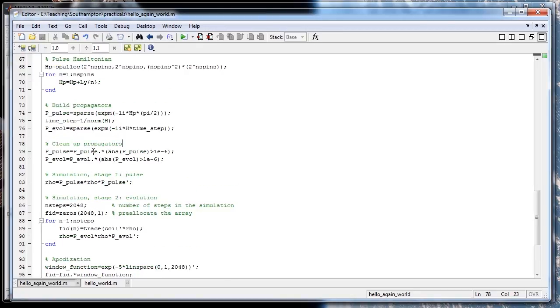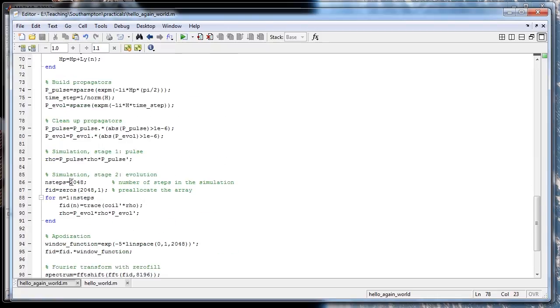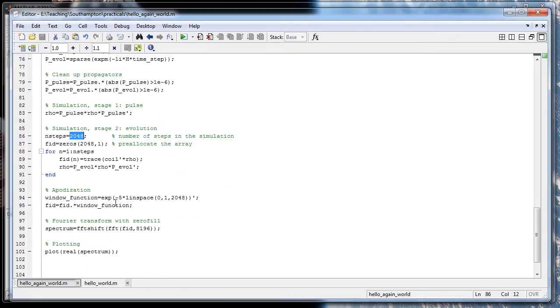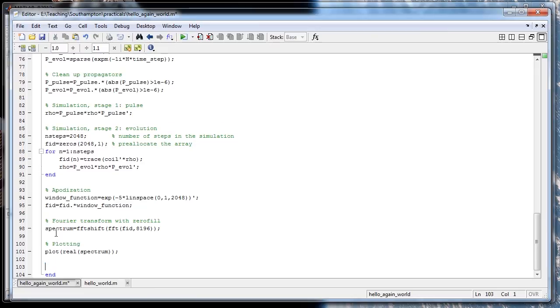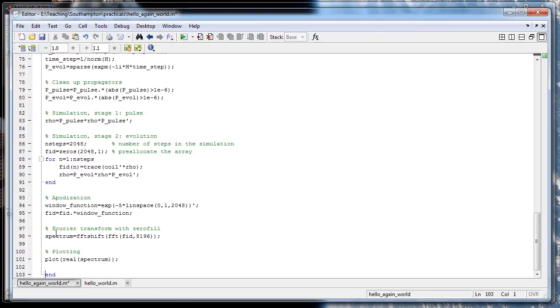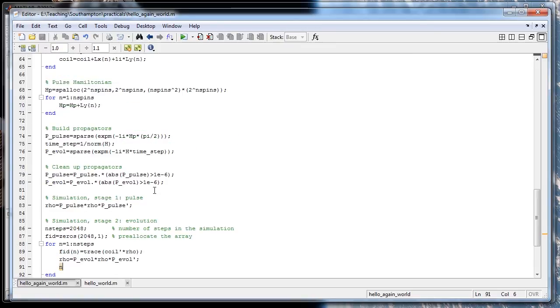So we apply our pulse to our original density matrix, and then we're running it for 2000 steps, and we are tracing it with the coil state, and we are then zero filling it to 8K, and we are multiplying it by a window function as we did in the previous lecture, and we are plotting everything. And just so that we don't have to wait too long and always have an idea about what happens in our simulation, I will just ask it to print the number of steps every time it makes a step, so that we know where we are in the actual simulation.